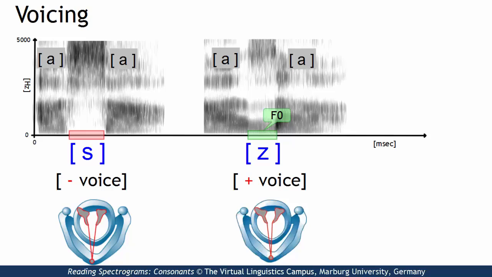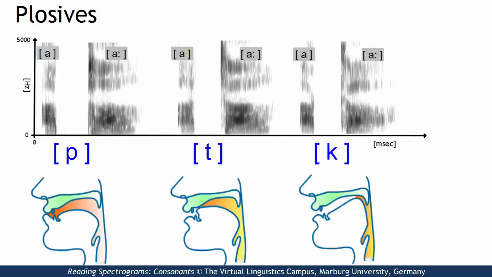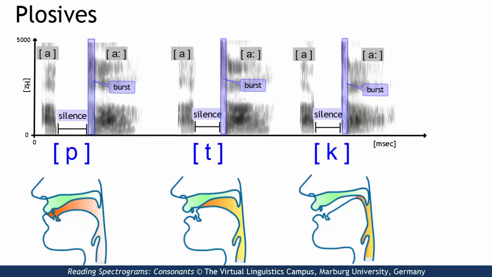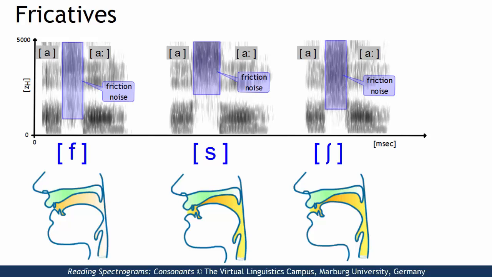The type of consonant, whether voiceless or voiced, can be classified by additional acoustic properties. For example, all plosives such as "apa," "ata," and "aka" involve a significant portion of silence and a short portion of friction noise when they are aspirated, the so-called burst. The characteristic feature of fricatives such as "afa," "asa," and "asha" is the clearly marked portion of friction noise. And according to the frequency range and intensity of that noise, fricatives can be kept apart.